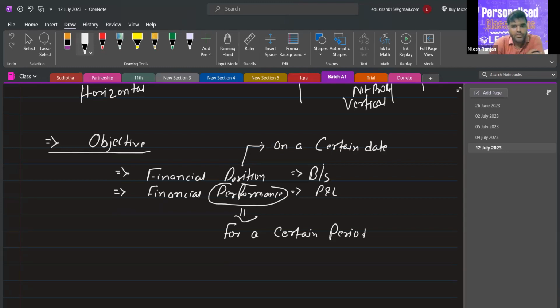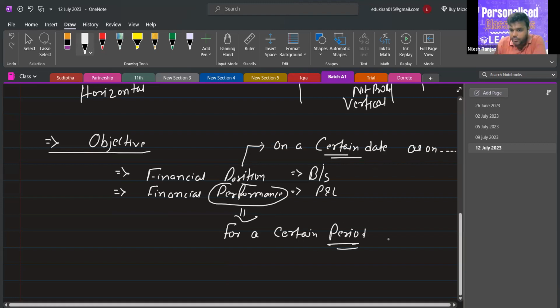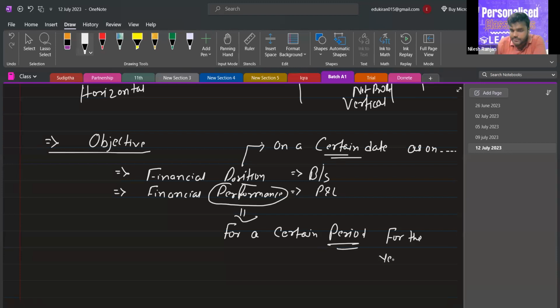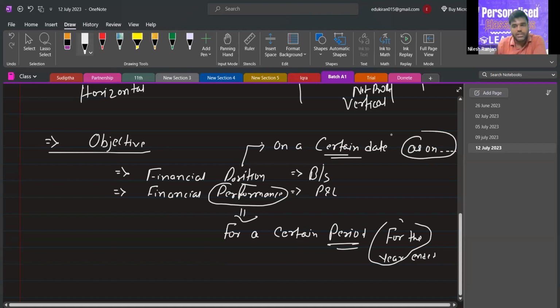Yes, sir. Performance is for a certain period and position is on a certain date. That's why in the balance sheet we write "as on" date, and in the profit and loss we write "for the year ended," because it is for a certain period. "As on" means on a certain date.